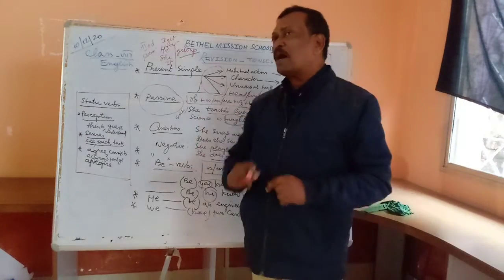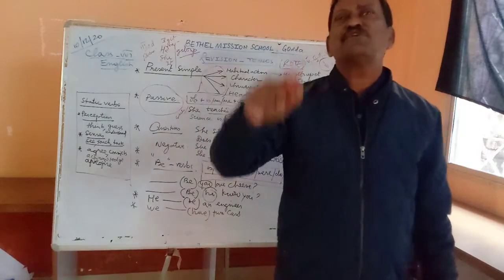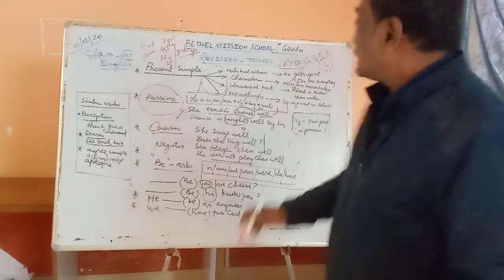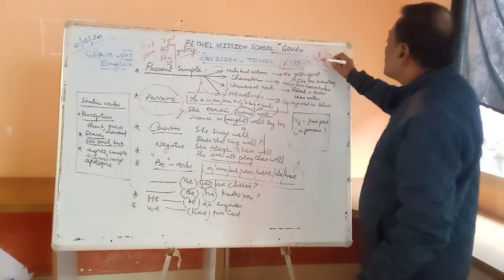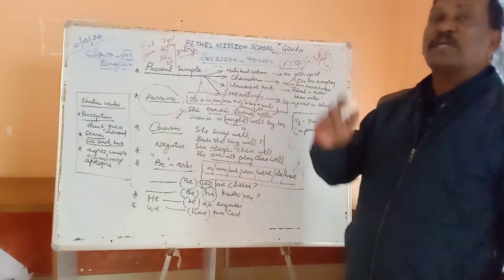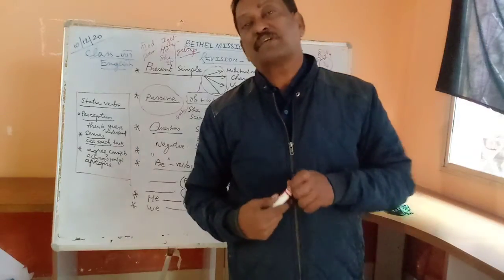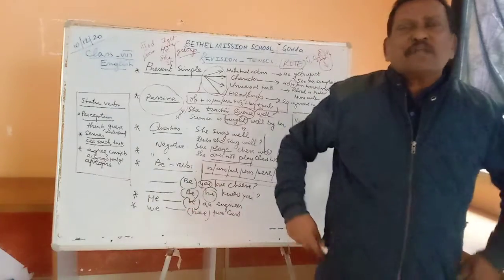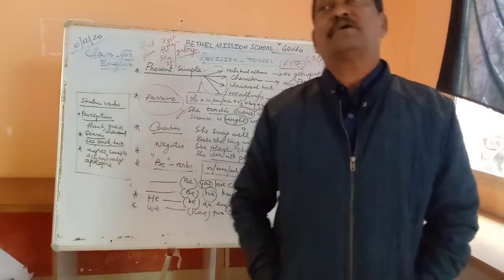Now look at this. My sister makes beautiful dolls. Beautiful dolls is the object. Third form of the verb, remember, make, made, made. So as students of English grammar, you have to learn all the verb forms correctly. If you are not thorough with the verb forms, then you will go wrong.